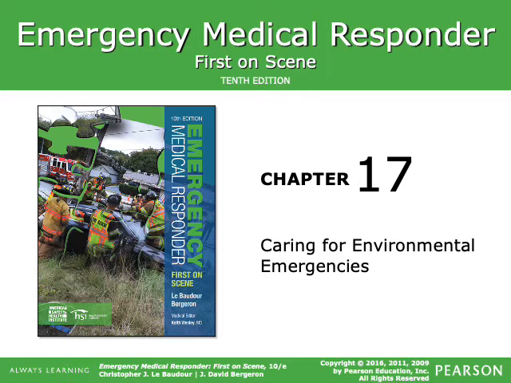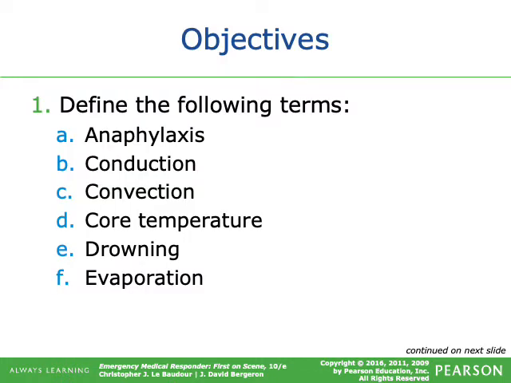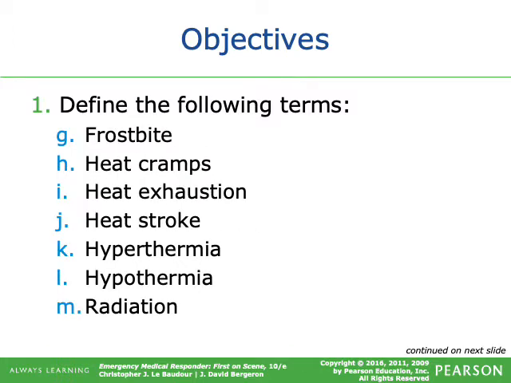Alright class, this is chapter 17. It's going to be involving caring for environmental emergencies. Alright, objectives. We're going to define the following terms: anaphylaxis, conduction, convection, core temperature, drowning, evaporation, frostbite, heat cramps, heat exhaustion, heat stroke, hyperthermia, hypothermia, radiation.